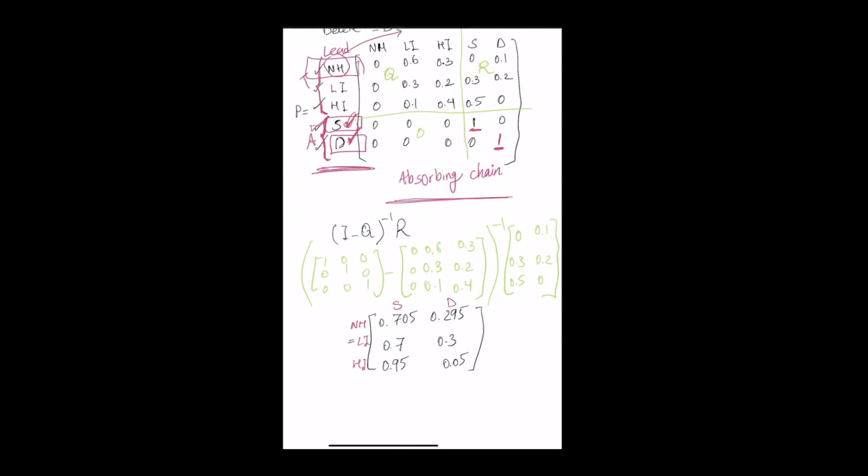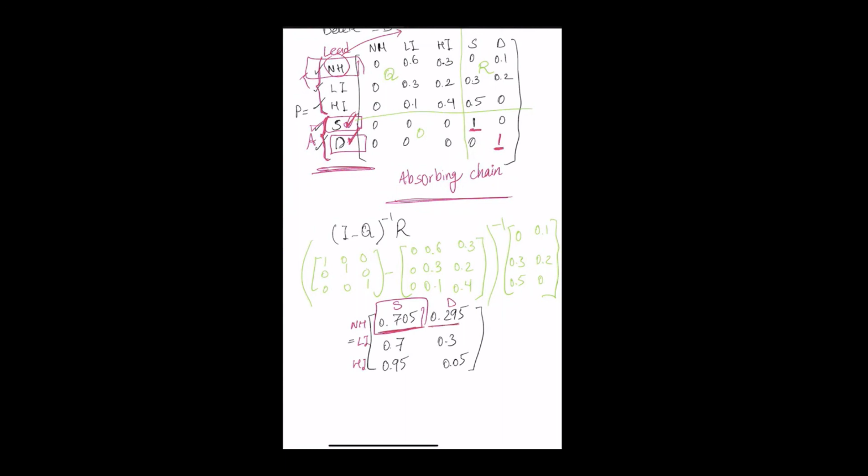Now, the question says, what is the probability that the new prospective customer will eventually purchase the product? What is that probability? A new prospective customer will eventually purchase the product. 70.5. Yeah, for no history to sold. Exactly.